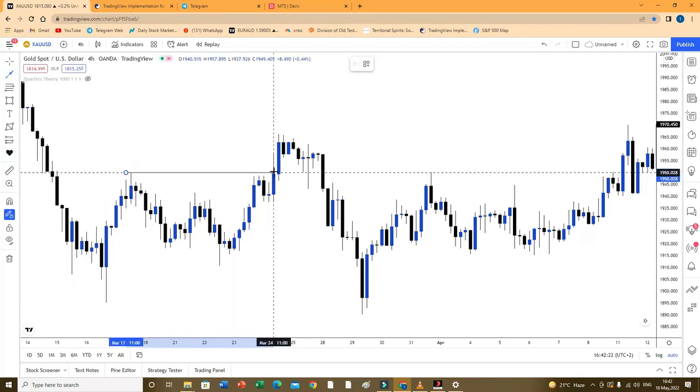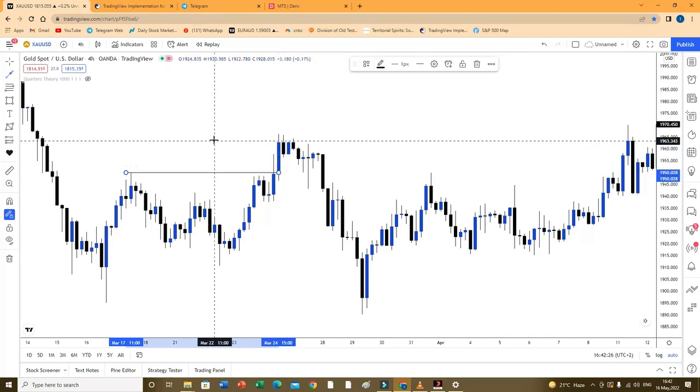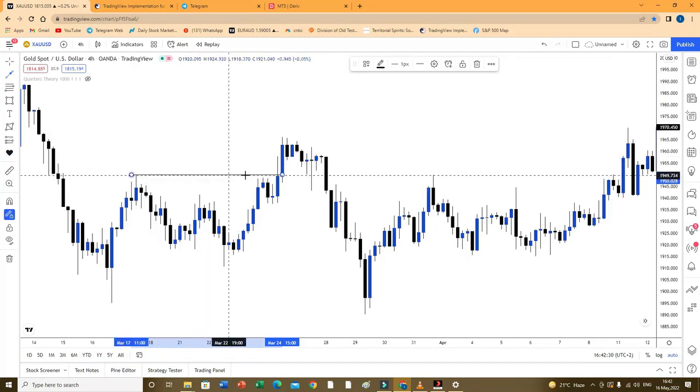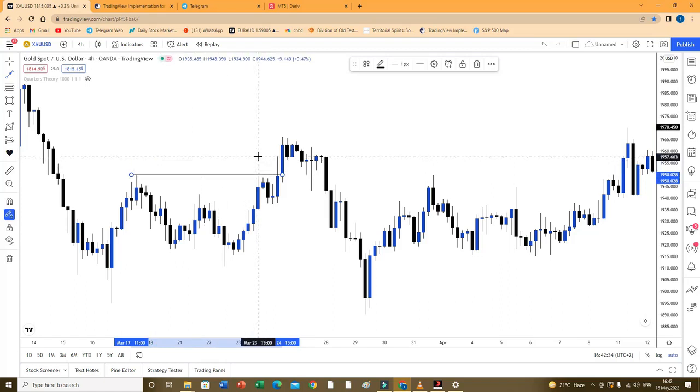So if you look at this chart at this very point, we can all see that the market created a new high here. It broke this previous high. This is a BMS, right? The market broke out of this structure. How do we tell?